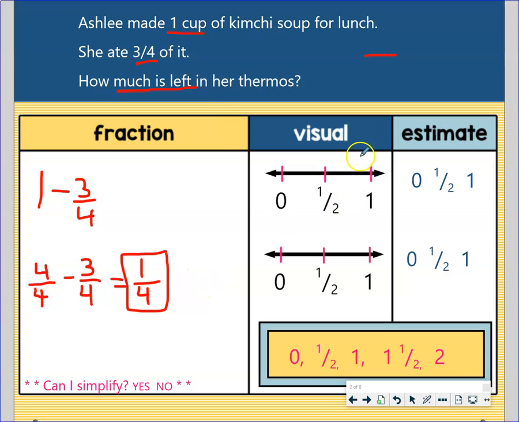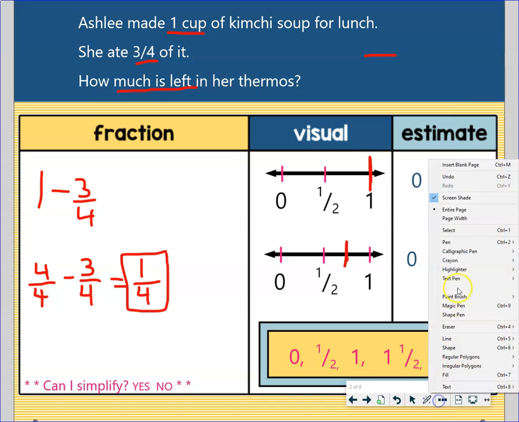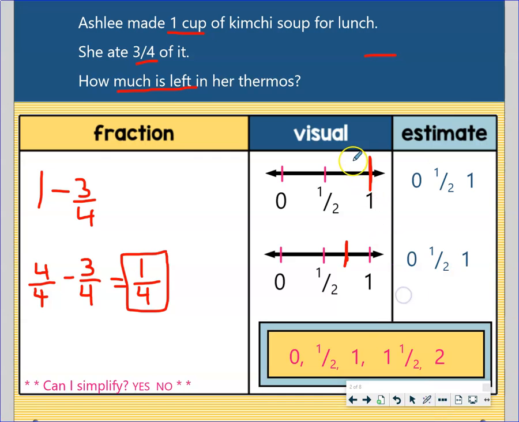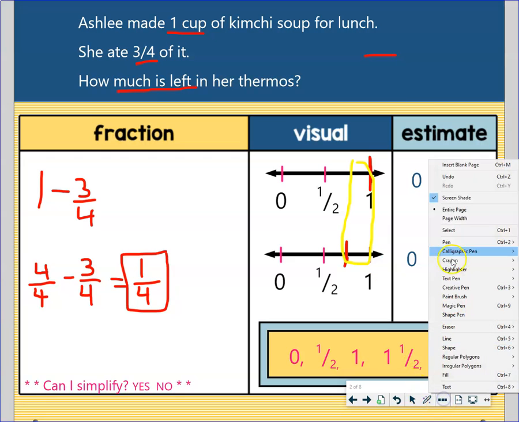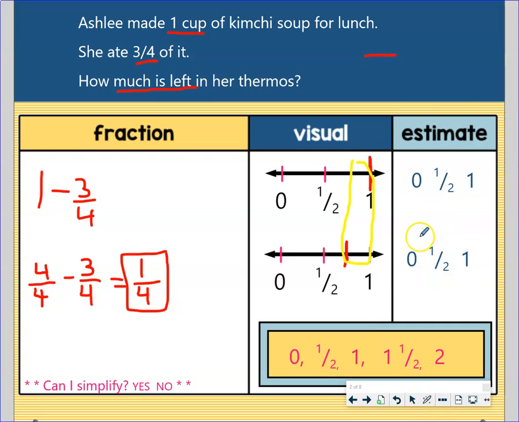We can visualize this problem if we start with 1 over here, and she ate 3/4. When we look at the difference between these two, we see there's just a small part that's the difference, and that's about 1/4. We can also estimate. 1 cup is 1 cup, and 3/4 is between 0 and 1, so my answer should be smaller than 1 but less than a half, and it is, because 1/4 is our answer.